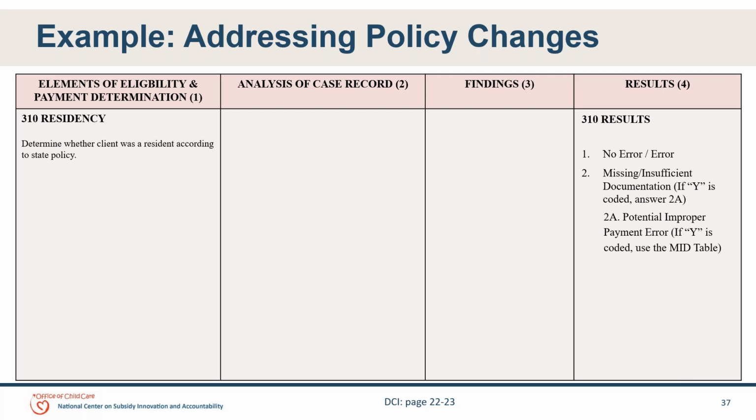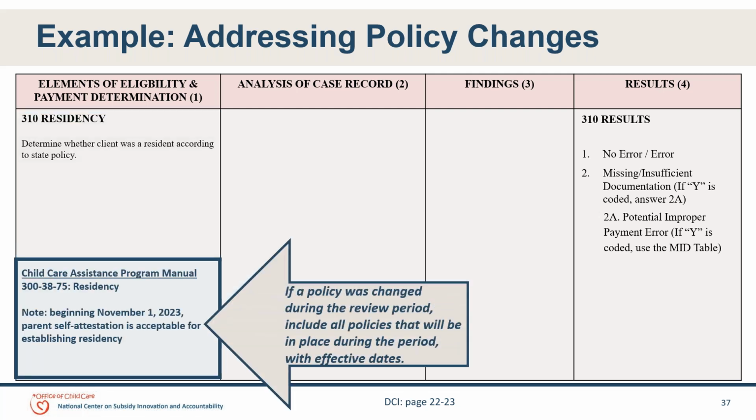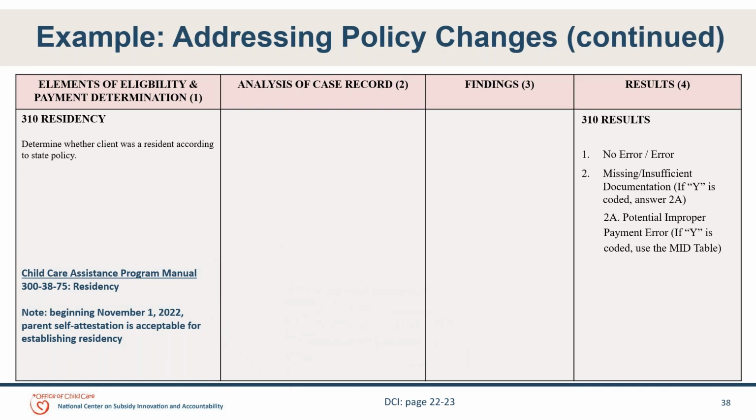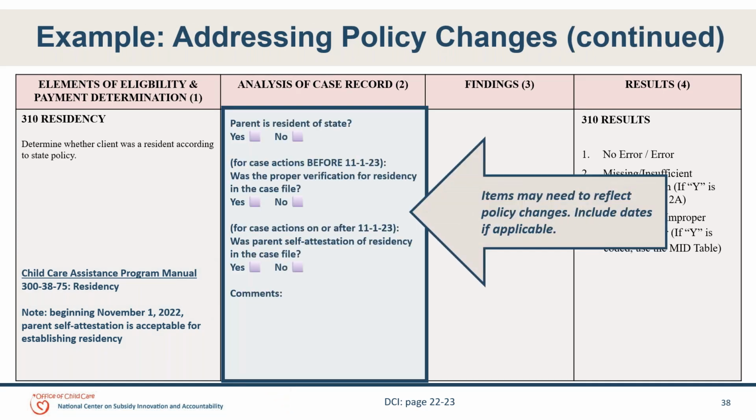Right, one important thing to remember when creating your customized worksheet is to address any policy changes that might have occurred or will occur during the review period. Let's take a look at element 310. This is where the reviewer determines whether the client was a resident according to state policy. And in this state, there was a policy change that occurred during the review period. And this is addressed in the customization. It shows the effective date of the new policy. Column 2 should also adequately address any policy changes that have taken place.